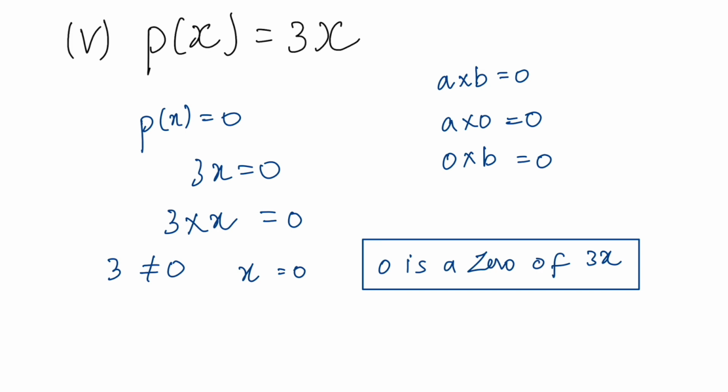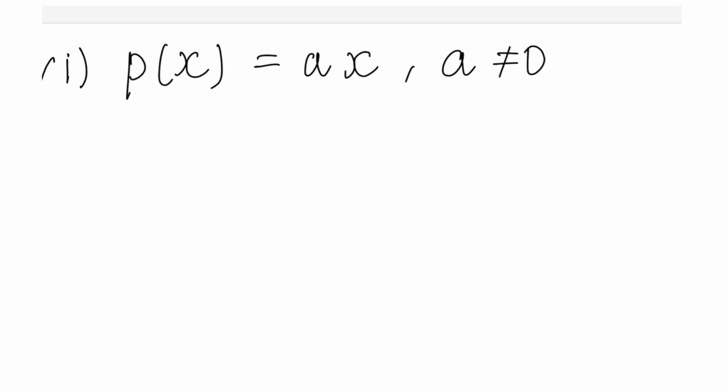Okay, so I hope you got this concept, right? If a product of two numbers is 0, one of those numbers should be 0. Okay, in this case 3 most definitely is not 0, so x has to be 0 in order for 3x to be 0. Okay, moving on to the next subdivision.